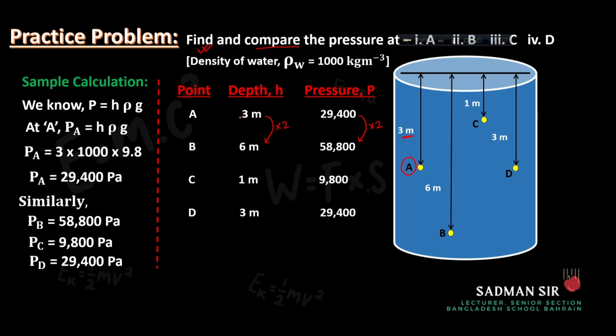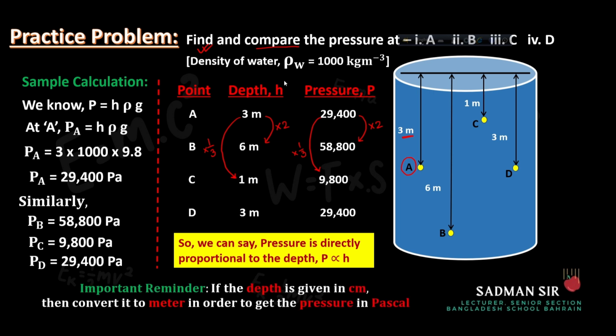And then when the depth became one third, the pressure also became one third. So if you multiply 29,400 by 1 by 3, you will get 9,800. And at the same depth, 3 meter, the pressure also remains the same. So this goes to show again that pressure is directly proportional to the depth of the point at which we are trying to find out the pressure, given that the density remains the same. We will not change the liquid, we will not change the density. At that time, pressure will be directly proportional to the depth.